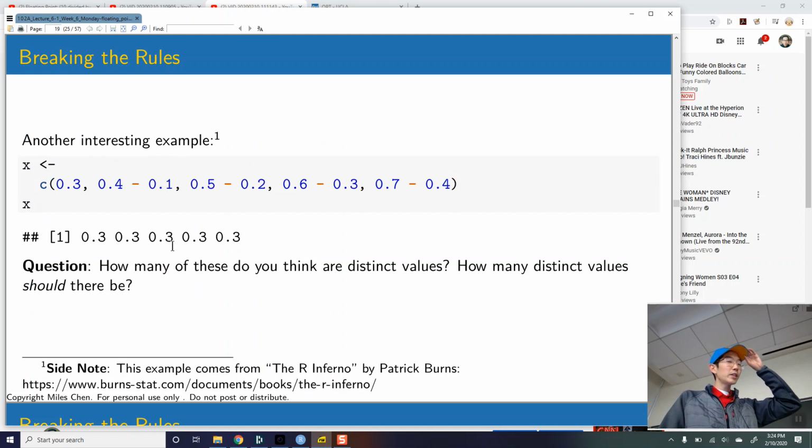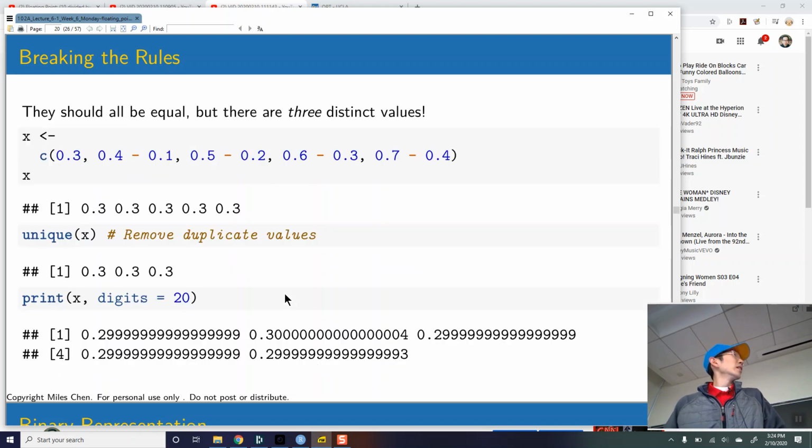Just another thing. Here is just like a bunch of ways to represent 0.3. I got 0.3, 0.4 minus 0.1, 0.5 minus 0.2, 0.6 minus 0.3, 0.7 minus 0.4, and they all come back as 0.3. But how many are distinct values? It turns out there are 3 distinct values of 0.3 here. I got 0.29999, 0.30004, and then I also have a 0.29993.